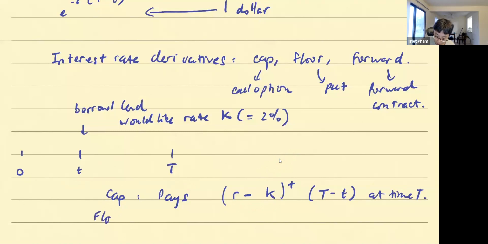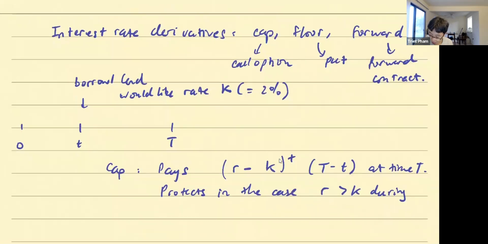So this cap protects in the case R is bigger than K during the period T to T. So by R here, I don't mean a single R. By R here, I mean the rate available at time T, okay? So we'll be more precise.